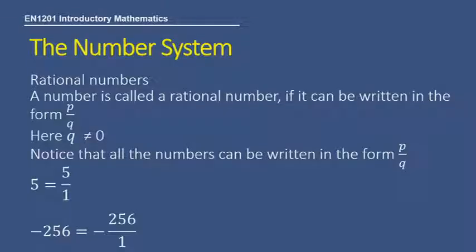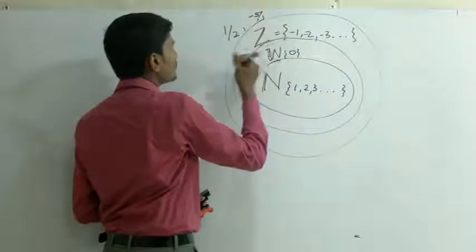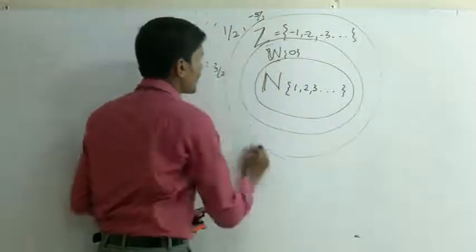Rational numbers. A number is called a rational number if it can be written in the form of a fraction, p over q. Here p and q are integers and q cannot be 0. Any kind of numbers can be written as rational numbers. For example, we can write 5 as 5 over 1, 256 as 256 over 1, quarter as 1 by 4, half as 1 over 2. So, including these we can write half, minus 5 over 1, 3 over 2 as rational numbers.